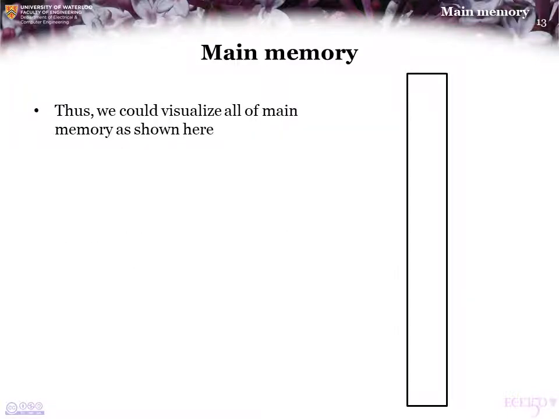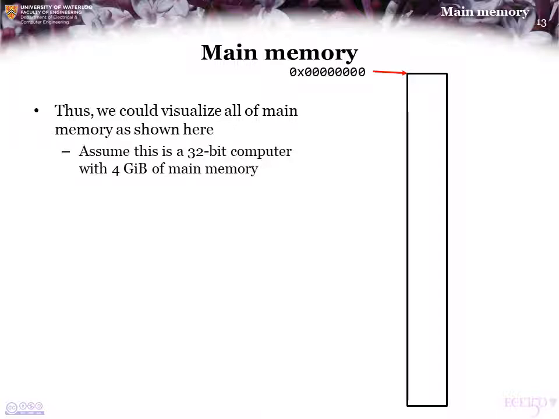Thus, we could visualize all of memory as a single block of memory as shown here, and assuming that this is a 32-bit computer with a full 4 gigabytes of main memory, then the first byte would have the address 00000000, and the last byte would be represented by, in binary, all ones, or in hex as 8 Fs.